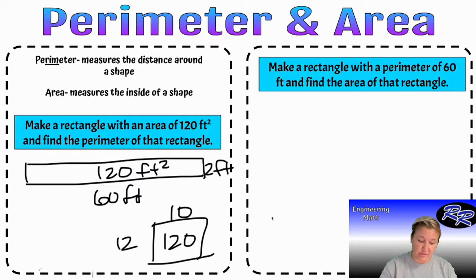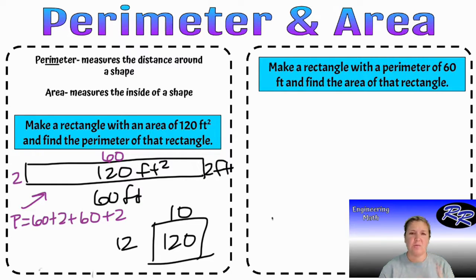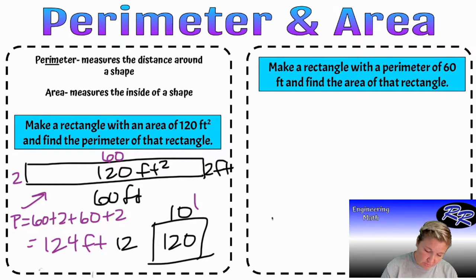Now to find the perimeter, I'm going to find the perimeter of this one, which is going to be 60 plus 2 plus 60, which is up here, plus 2, which is over here on the other side as well, because sometimes we don't label all 4 sides of a rectangle. Adding those up, I get 124 feet, not feet squared, so perimeter is just in feet. Now let's look at our 10 by 12. That's going to be 10 plus 10 plus 12 plus 12, so the perimeter here is 44. You can see they have the same area, but very different perimeters.